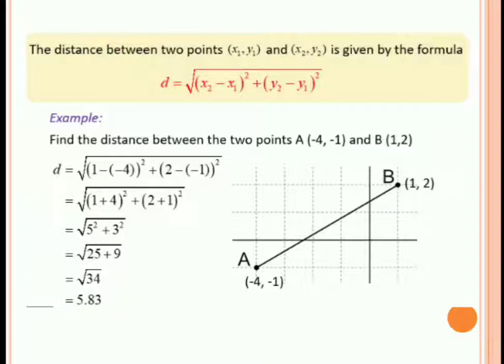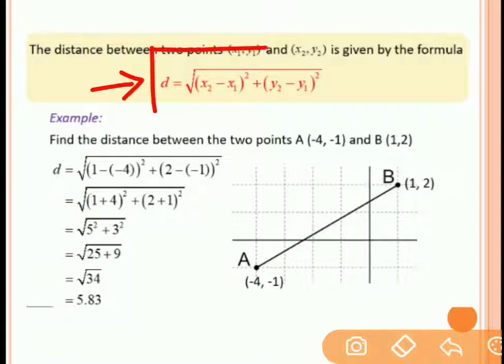which is equal to 5.83. So to find the distance between any two points in the Cartesian coordinate plane, you have to remember this formula.